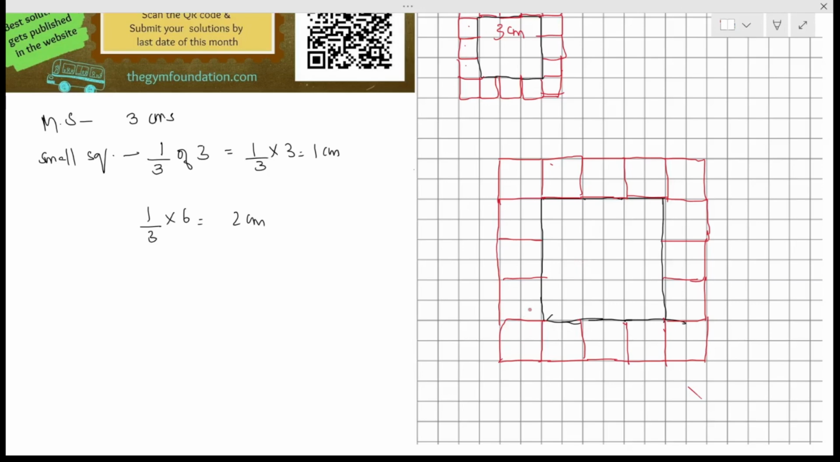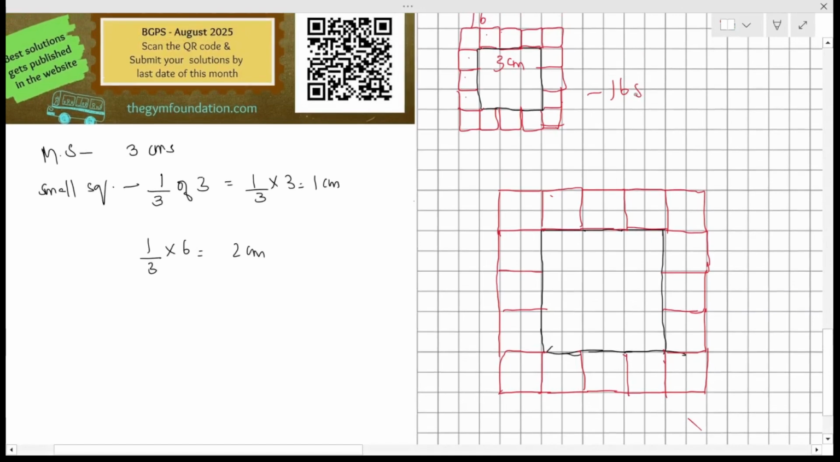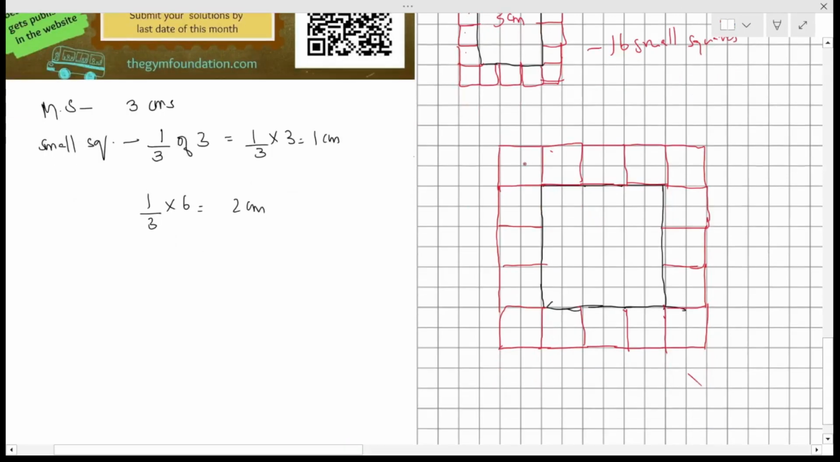Anyway, so now how many big squares are there? Will it change? Let's see. In the case of our first one, we saw there were 16 small squares, right? So let's see what will be the case for a bigger square. Can it be different or the same? 1, 2, 3, 4, 5, 6, 7, 8, 9, 10, 11, 12, 13, 14, 15, 16. Yeah, it's the same. 16 small squares, right?